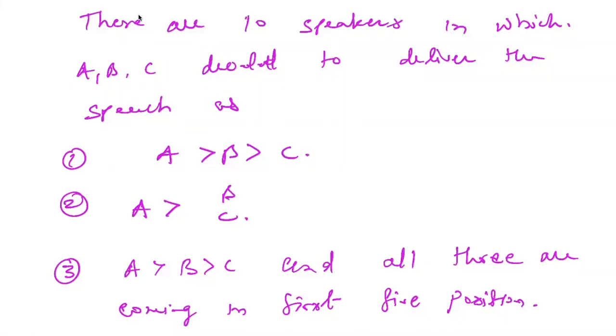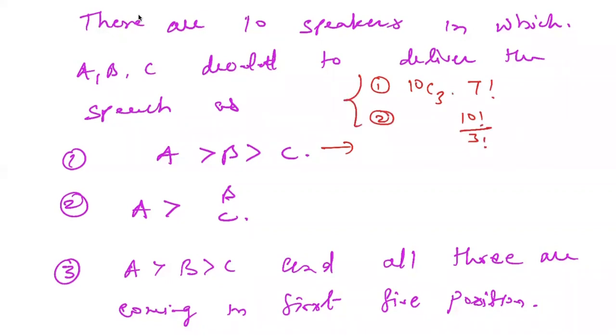So with the first, the direct question, the first way for this is 10C3 into factorial 7, or we can say factorial 10 by factorial 3 ways. For the first, we are getting the answer, both are the same. In the first case, what I'm doing is selecting 3 positions out of 10 and specifying them for A, B, and C: the topmost for A, then the second is for B, and the third is for C. The other 7 positions can be arranged in factorial 7 ways.